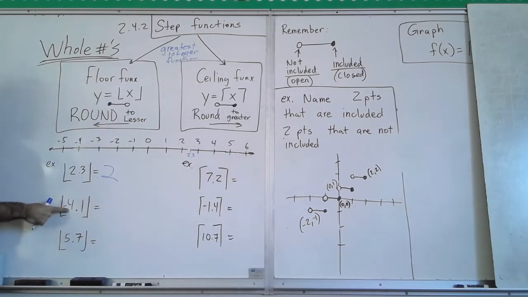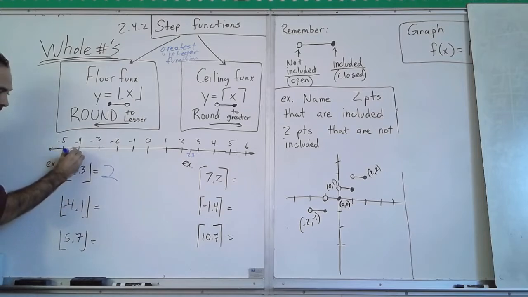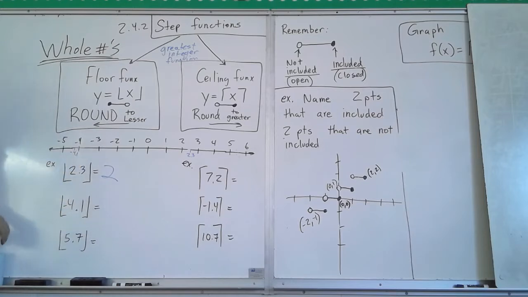All right. Negative 4.1. When you have negatives, I want you to really be careful. So if you're here at negative 4.1, with the floor function, first, are we going to round up or round down to the nearest whole? We're going to round to the lesser number here, so negative 4.1. If you're here, we're rounding to the left. We're going to round to negative 5.